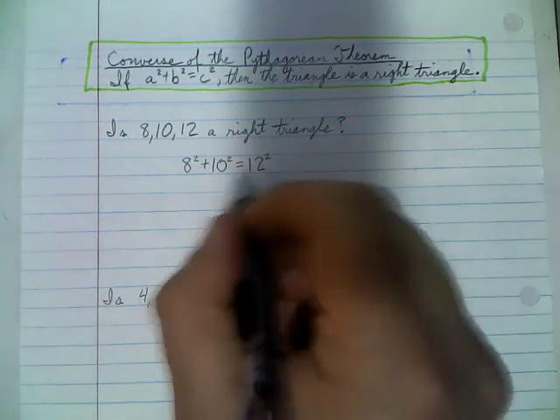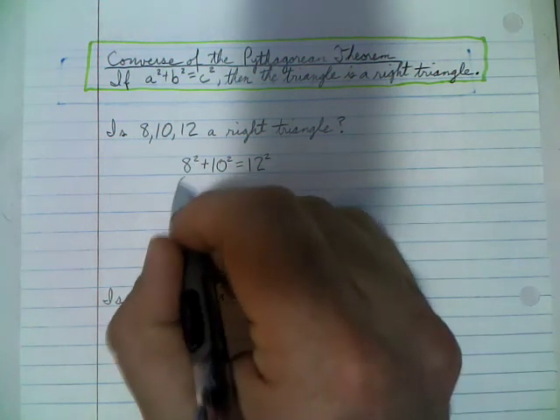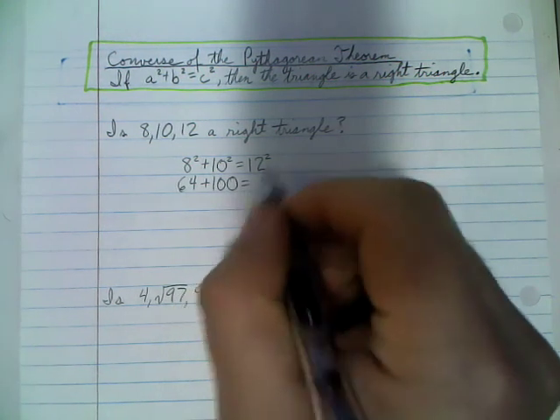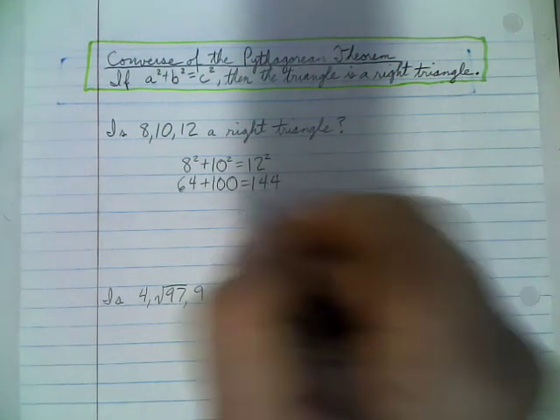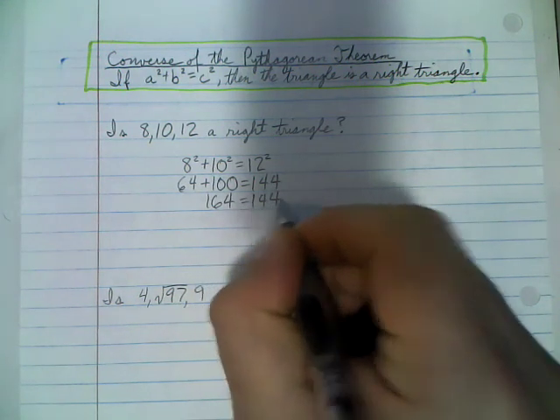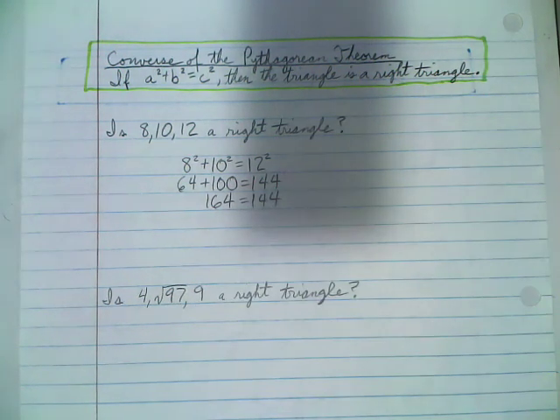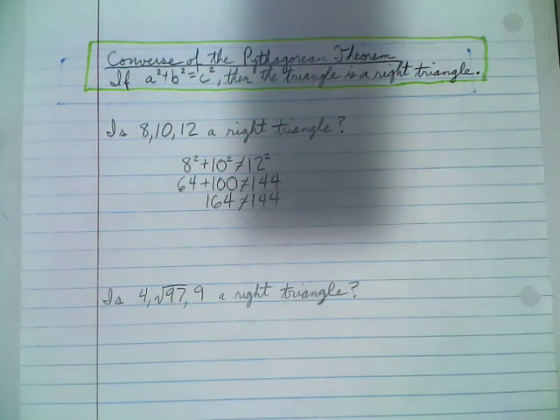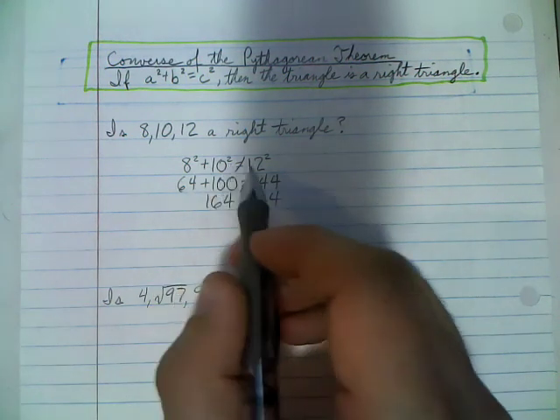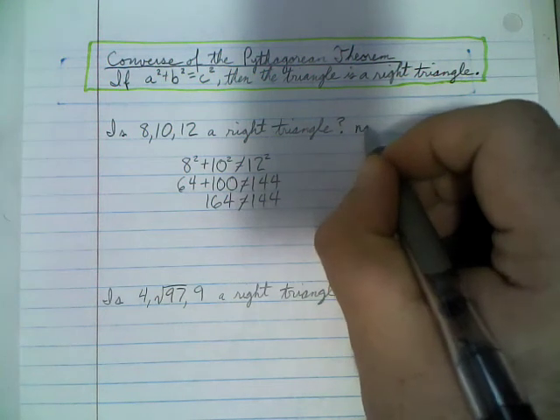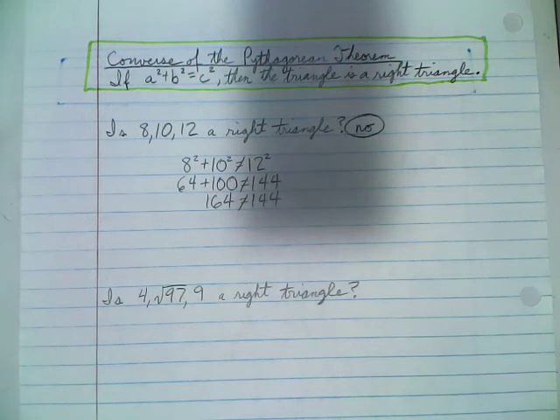All right, so if we check this out now, 8 squared is 64, plus 10 squared is 100, 12 squared is 144. And if I add those together, 164 equals 144 is a false statement. So to correct this, I'm going to make those not equal to. And since a squared plus b squared does not equal c squared, is this a right triangle? No.